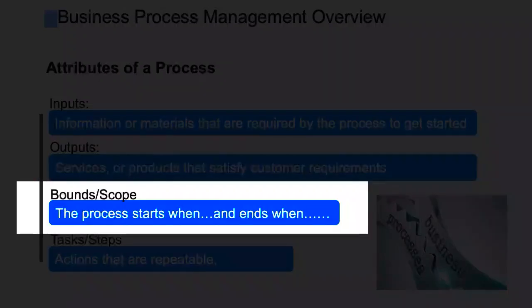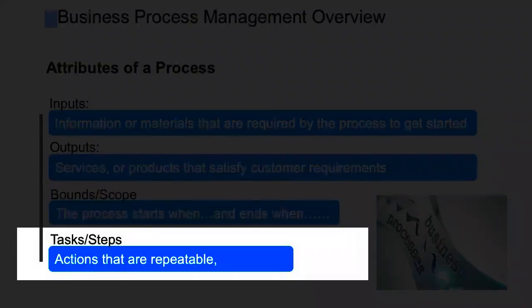Each process should be bounded. It should have a front and a back. It begins here, it starts here. We do these tasks, and it ends here. It can't just go on in infinitum. We've got to have a bound. So inputs, outputs, start, stop, tasks, steps, some call them actions performed. It's the doing part of a process that will lead to an output.